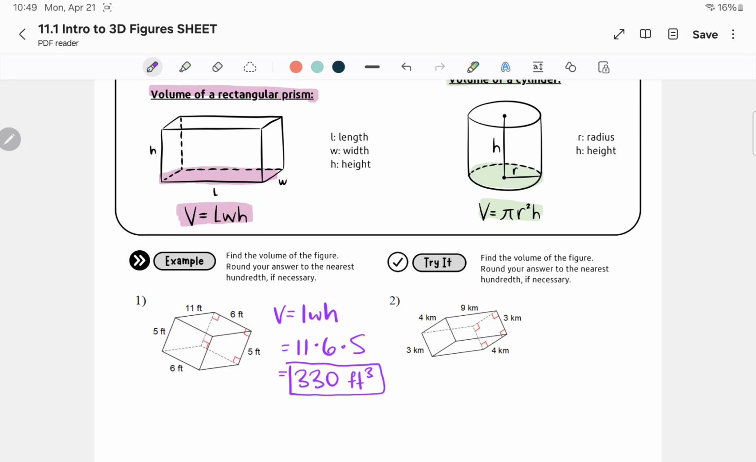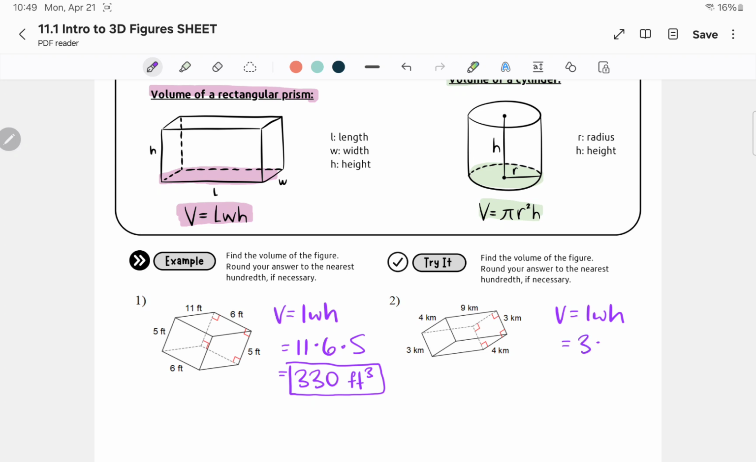All right, so go ahead and pause the video and try number 2 by yourself. So number 2 is also a rectangular prism. So we're going to use LWH again. And again, it doesn't matter which is the length, which is the width, and so on. Just kind of throw them in there.